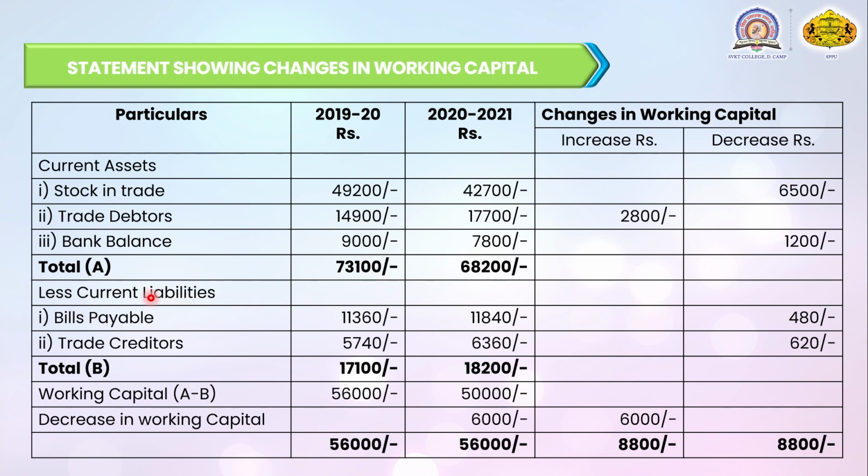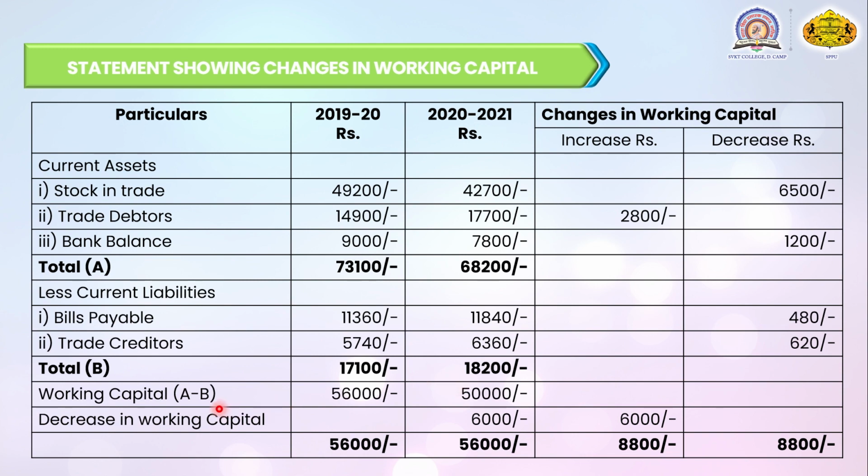Now less the current liabilities. Which current liabilities? First is bills payable. In 2019-20 the bills payable amount is 11,360 and in 2020-21 is 11,840. The amount is increased but the effect is in the decrease column, because current liabilities have the vice versa effect. Second point is trade creditors. Trade creditors in 2019-20 is 5,740 and in 2020-21 is 6,360. The effect is the same, vice versa, 620 decreased. This is the total of current liabilities, total B 17,100 in 2019-20 and 2021 is 18,200.